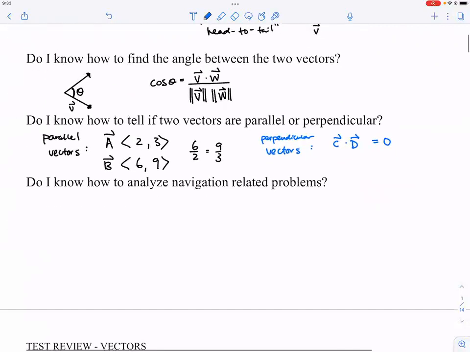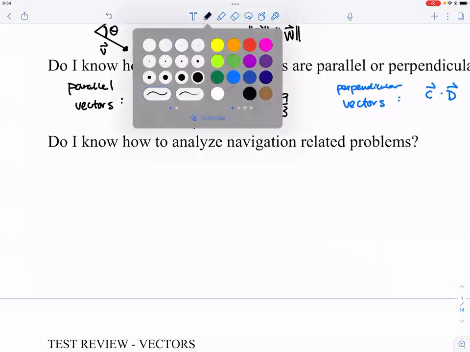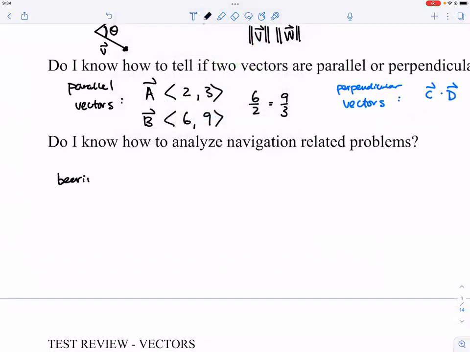And then, do I know how to analyze navigation related problems? The main thing about navigation related problems is: do you know how to read bearings? North is how many degrees? 0. And then 90 degrees, 180 degrees, and 270 degrees. So that's really the main thing. Do you know how to read the direction?